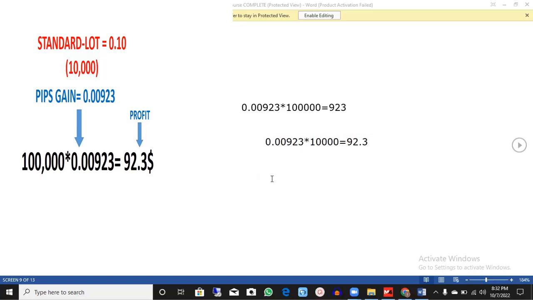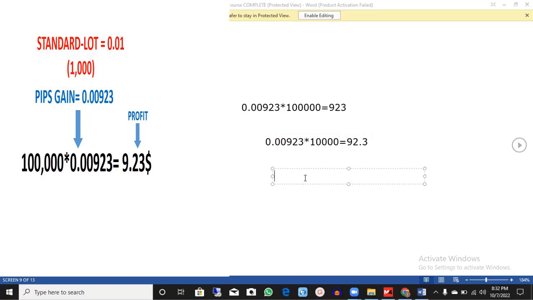So let's do for the last person, which is 0.01. We say 0.01 is equal to 1,000 units of the base currency. So we also made the same 923 points, and we times it by 1,000, which is the equivalent of 0.01. So how much would we have made? Let's calculate again. We would have made 9.23. Now, guys, this is the secret behind forex trading.